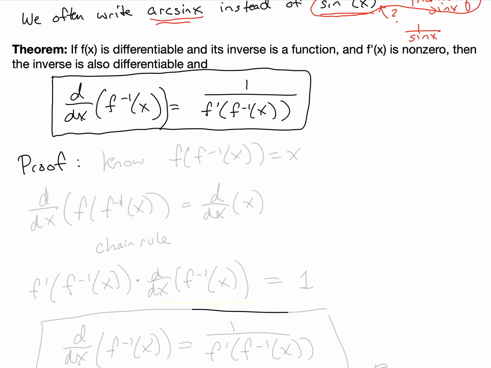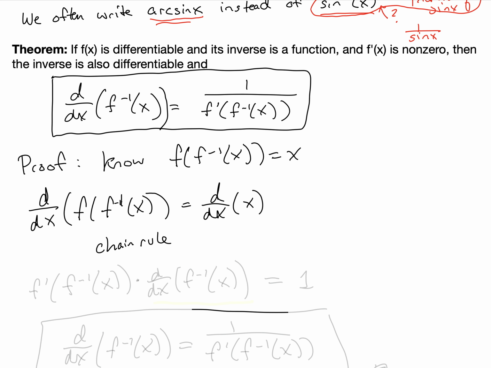And here is a proof of that fact. Basically, this proof is going to use the chain rule. So first, we know that by the definition of inverse, f of f inverse of x is just x. Those two functions undo each other and give x back. Now we can take the derivative of both sides. So the derivative with respect to x of f of f inverse of x is equal to the derivative with respect to x of x.